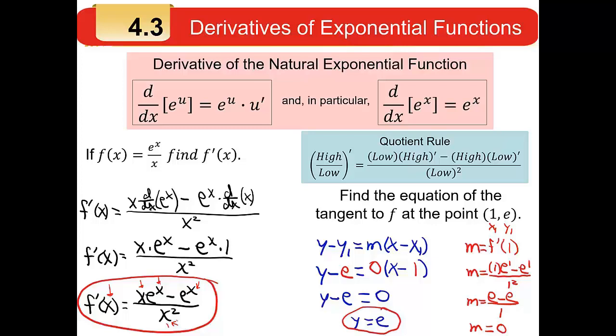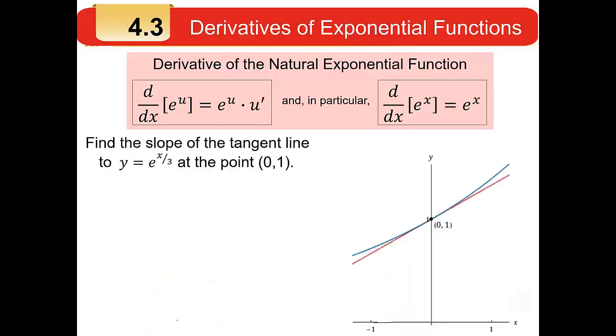Same sorts of questions we were answering in earlier sections. It just turns out now we can take derivatives of exponential functions, so we can throw those into the mix when we're working problems like this. How about this? Find the slope of the tangent line to y is equal to e to the x over 3 at the point 0, 1.